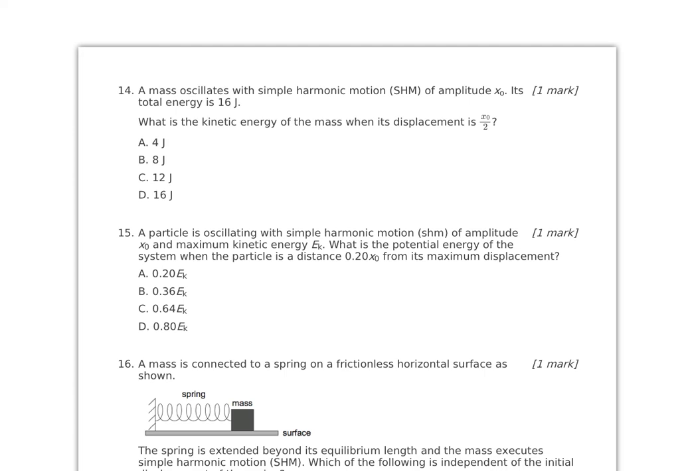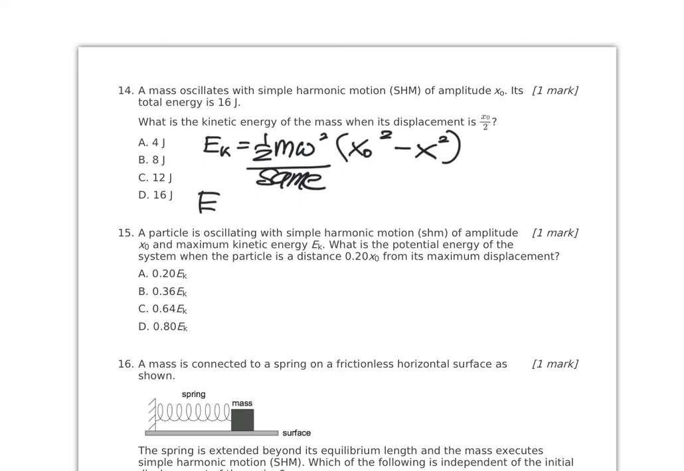Okay, 14 tells us the total energy of the system is 16 joules, and what's the kinetic energy when the displacement is x naught over 2. So we do have an equation for kinetic energy, and that's in the data booklet. So there's our kinetic energy formula. Now, the mass is the same. It's not changing the mass, so it's the same mass. And omega is the same because omega is 2 pi over the period, and changing the displacement of the system doesn't change the period. So the 1/2 m omega squared is going to be the same if I change the displacement. And so really, I'm looking at a proportional change here.